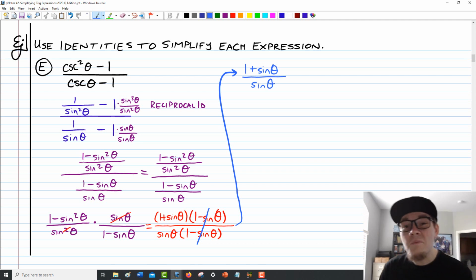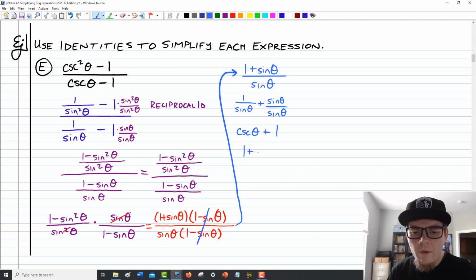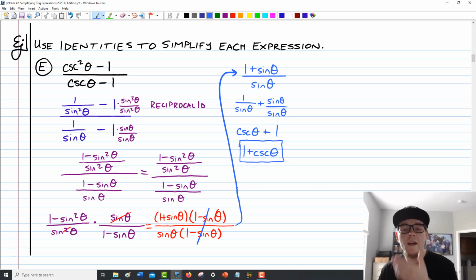And although that's, I guess, preferable to what we had, I'm going to do another strategy, which isn't truly any sort of trig identity strategy, it's just kind of algebra. I'm going to separate this into 1 over sine of theta plus sine of theta over sine of theta. The reason I'll do that is on the left, we can apply a reciprocal identity and get cosecant of theta. On the right, sine divided by sine is just 1. So rewriting it in an order that looks more visually pleasing to me, this expression is equal to 1 plus cosecant of theta.